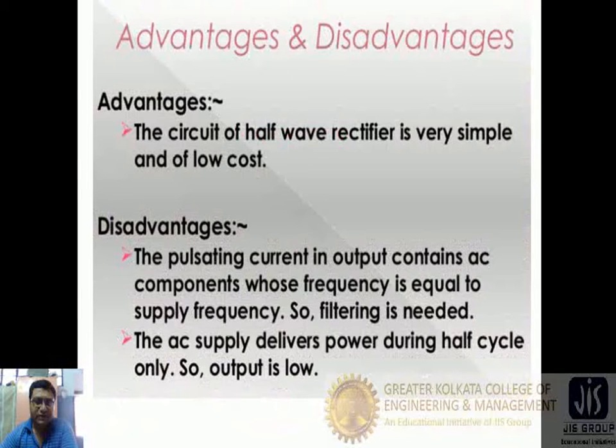Advantages and disadvantages of the half wave rectifier. The advantage is that the circuit of a half wave rectifier is very simple and very low cost. It can be built with only a single diode and the load resistance, so it is very cheap. The disadvantages: the pulsing current in the output contains AC components whose frequency is equal to the supply frequency, so filtering is necessary. The AC supply delivers power during half cycle only, so the output is very low.